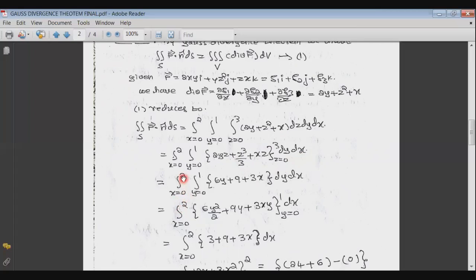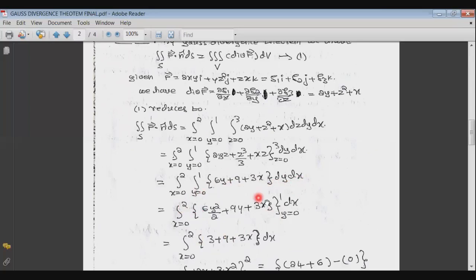Now x varies from 0 to 2, y varies from 0 to 1. This as it is. Take the upper limit. Wherever z is there, we have to take 3. That becomes 6y, and this becomes 27 by 3, 9, and this becomes 3x. Since lower limit is 0, all the terms reduce to 0, into dy dx.